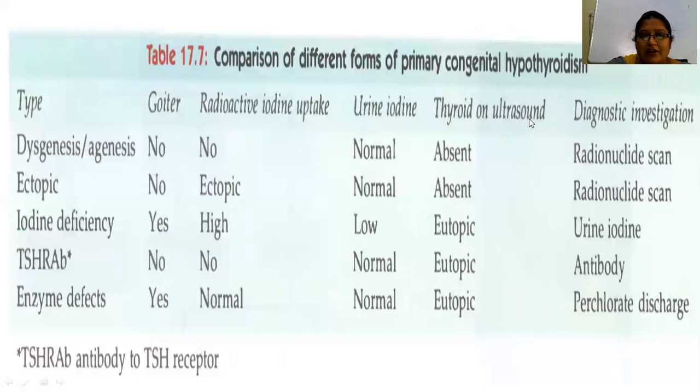Then thyroid on ultrasound. In dysgenesis, it is absent. In ectopic, it is absent in the normal site. It's present in other sites, okay? And in the remaining conditions, it's eutopic. And then the diagnostic investigation for dysgenesis is radionuclide scan. For ectopic, it is radionuclide scan. For iodine deficiency, we have to measure urinary iodine. For TSH receptor antibodies, we have to measure the level of antibodies. And if it is enzyme defects, we have to evaluate through perchlorate discharge.